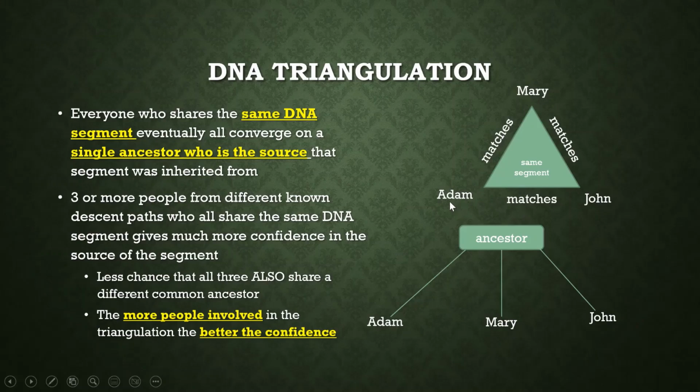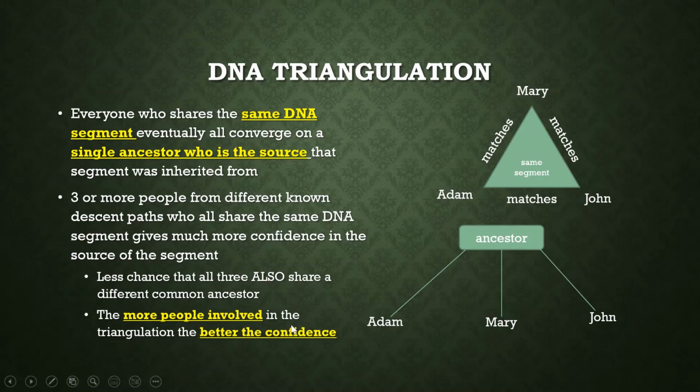So I match the person named John, and I match a person named Mary. Mary matches me and matches John, all on the same segment. So it kind of forms a triangulation of matching. But you can have more than three. So the more people involved, the better the confidence.